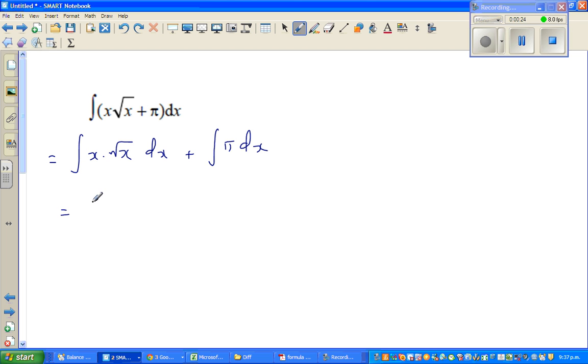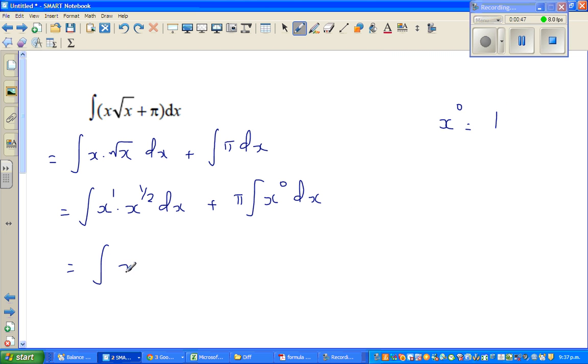So this is nothing but integration of x to the power 1 times x to the power half dx plus, I'll take the x out and write x to the power 0 dx. Now the reason I am writing this is because x to the power 0 is 1. So this is nothing but integration of x to the power, 1 plus half, 1 is 2 halves, plus half is 3 halves.